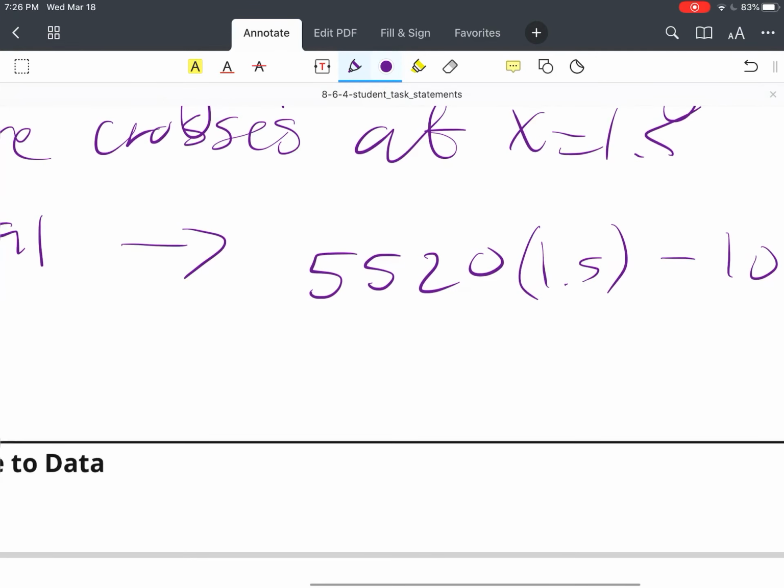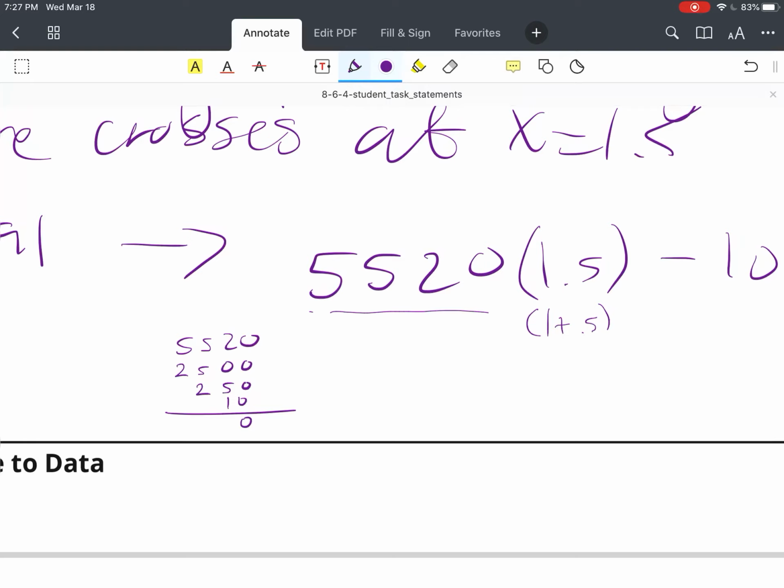Now, I'll be honest, I don't have a calculator. Actually, we can kind of do this. 1.5 is the same thing as 1 plus 0.5. 1 times 5520 is 5520. 0.5 is the same thing as 1/2 of 5520. If I break apart 5,520, half of 5,000 is 2,500. Half of 500 is 250. And then half of 20 is 10. We add those up.